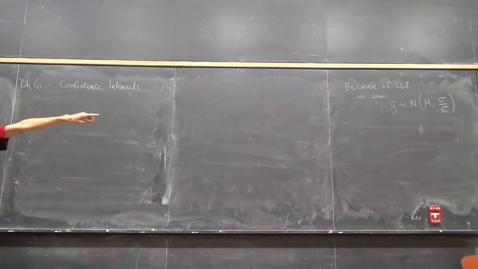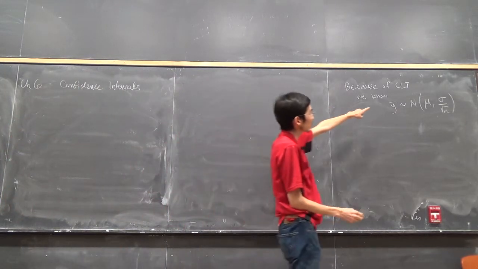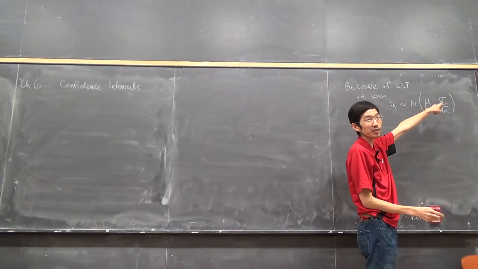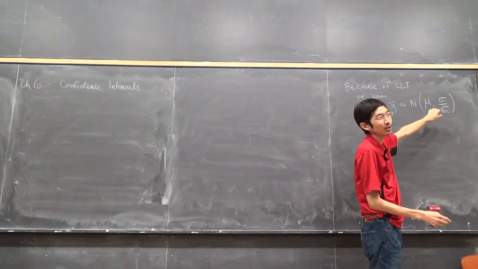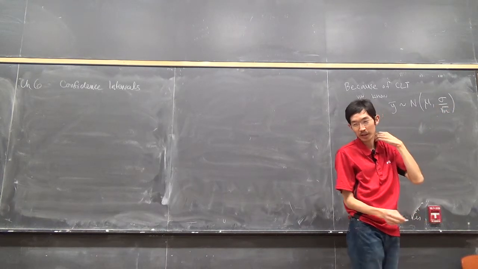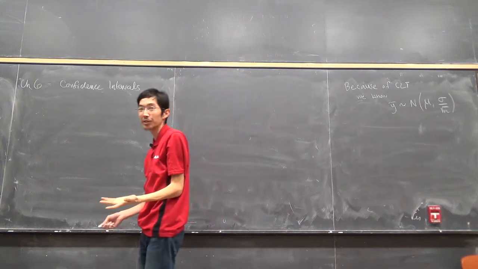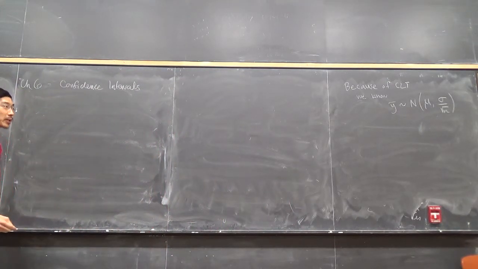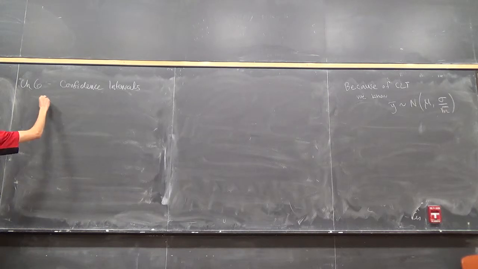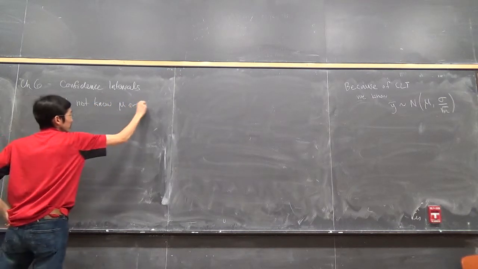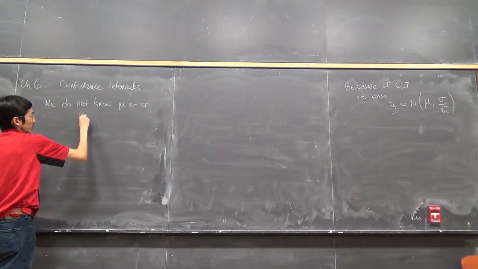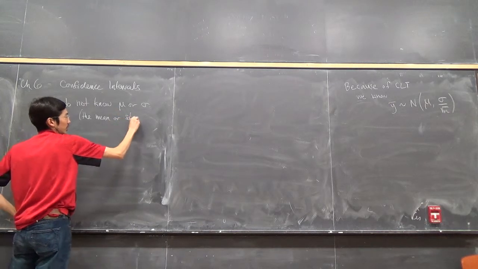So over here, when we say that y bar comes from a normal distribution with mean mu and standard deviation sigma over the square root of n, we're essentially saying we know what the population looks like. We're saying the population has mean mu and standard deviation sigma. But in real life, we generally don't know what the population looks like. We might want to know what the mean of the population is. With a confidence interval, we do not know mu or sigma, the mean or standard deviation of the population.